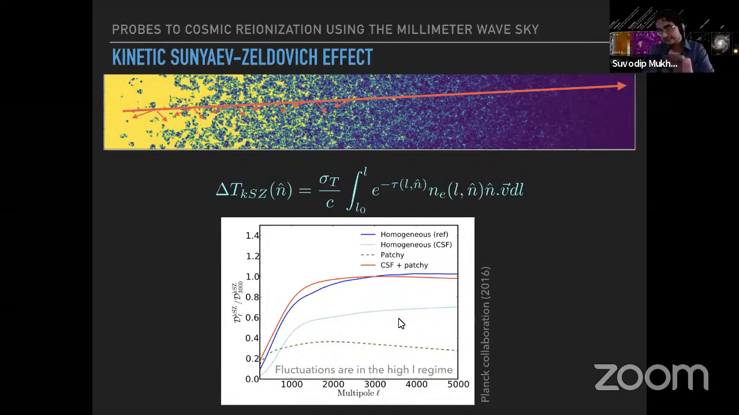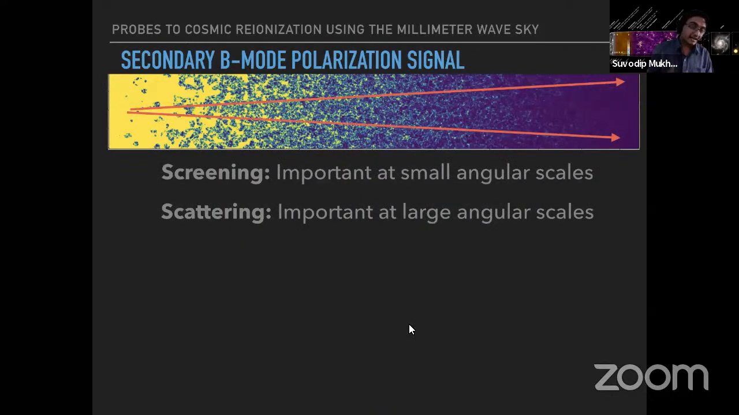I'm going to talk today significantly about how the picture can change in this plot with a better understanding of the signatures of kSZ in terms of the parameters of the epoch of reionization. And another interesting probe which is available to us is the B-mode polarization. Mainly we are talking about the secondary B-mode signal, which is generated when photons are propagating from the surface of last scattering to us.